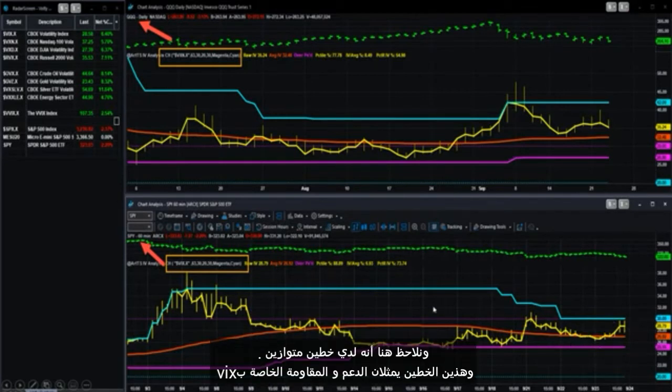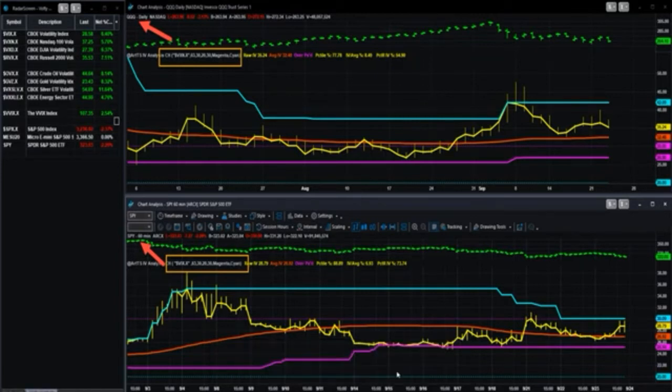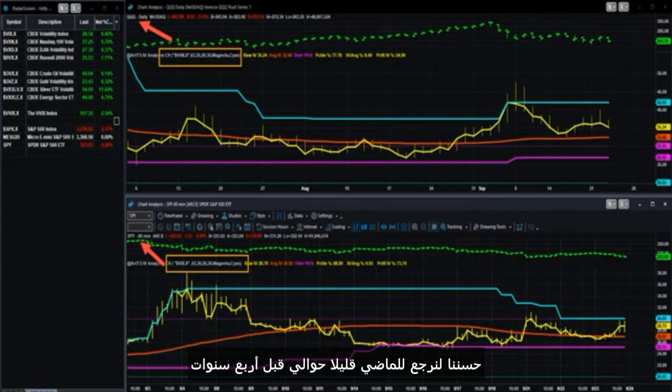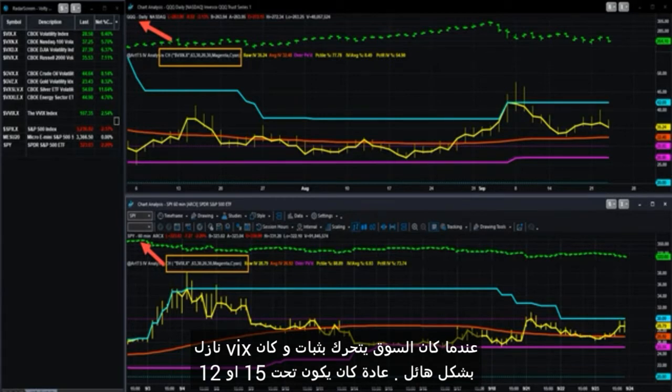You'll also notice here that I have 2 dotted lines. And these dotted lines are the way that I think about support and resistance for VIX. So let's go back in time about 3 or 4 years ago, when the market was moving up steadily and VIX was incredibly low.